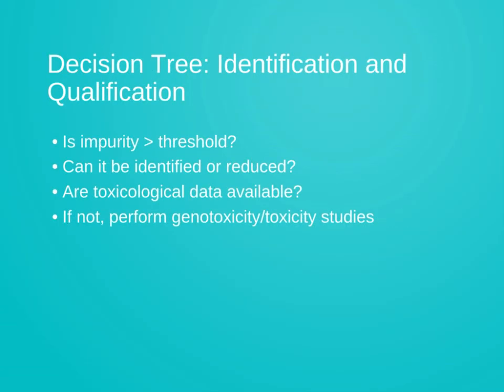This decision tree, provided in the guideline as Attachment 3, is a practical tool. First, assess whether a degradation product exceeds the identification threshold. If it does, try to identify it or reduce its level. If that's not possible, assess toxicological risk. If necessary, conduct genotoxicity or systemic toxicity studies. The entire process is data-driven and risk-based, ensuring that unnecessary studies are avoided while patient safety is prioritized.